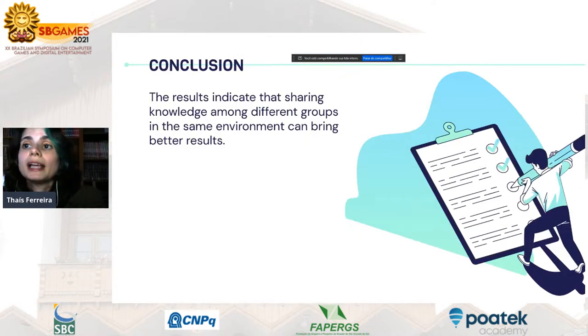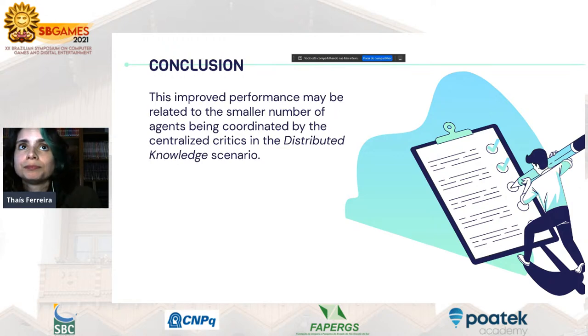The results indicate that sharing knowledge among different groups in the same environment can bring better results. Agents learn to find rewards more efficiently, making fewer random decisions and taking fewer steps, make more accurate predictions, and decrease the time it takes to complete tasks. This improved performance may be related to the smaller number of agents being coordinated by the centralized critics in the distributed knowledge scenario. Also, in this scenario, agents have fewer observations and perceptions about the environment, so the neural network does not have to deal with as many inputs.